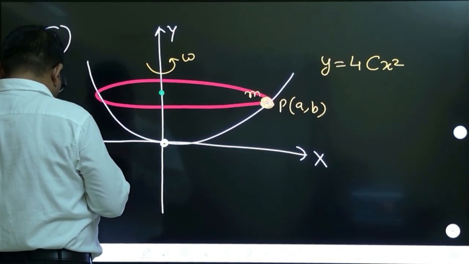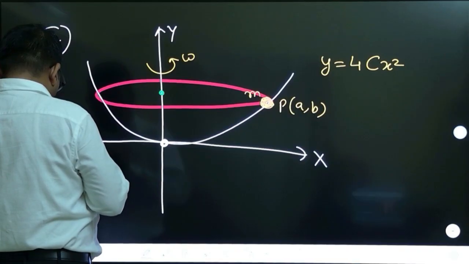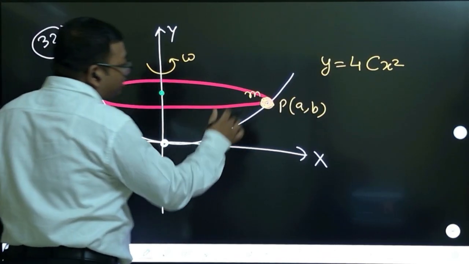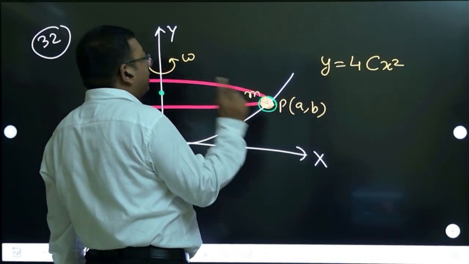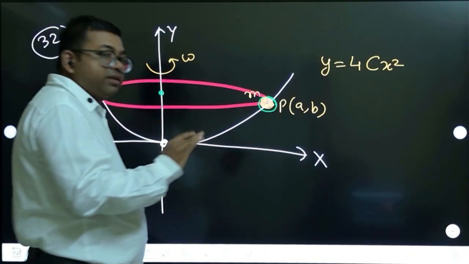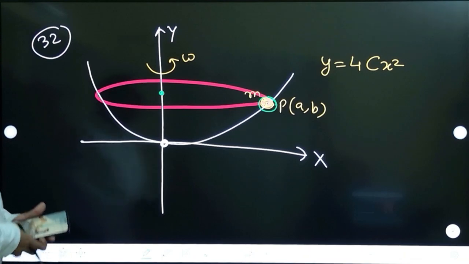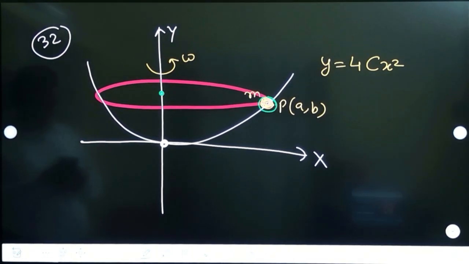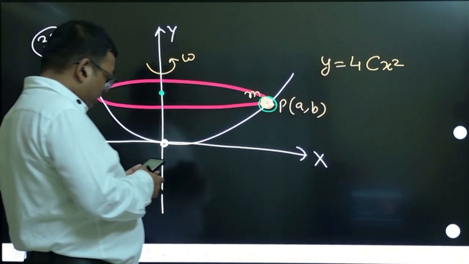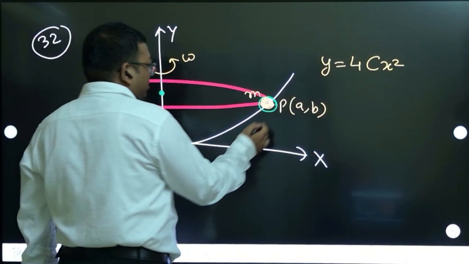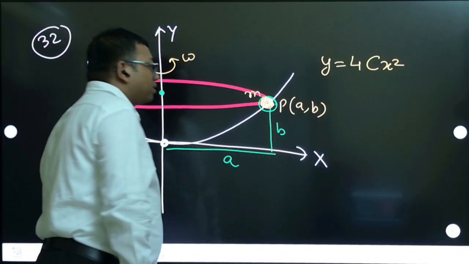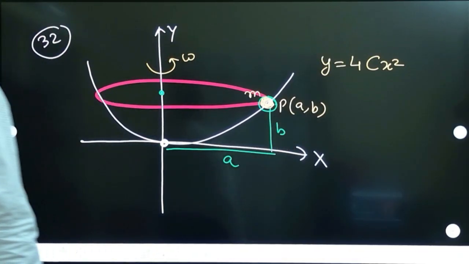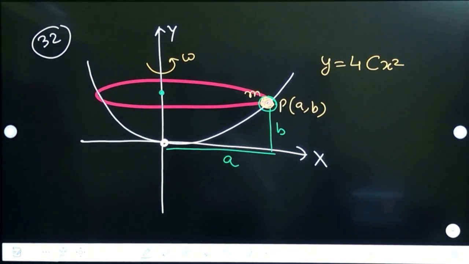Then the question is the value of omega, neglecting friction. So the bead is not sliding down, it is remaining there and going in a circle. We need to calculate omega. This point they have given means the x distance is a, the y distance is b, and we need to find out what omega is.